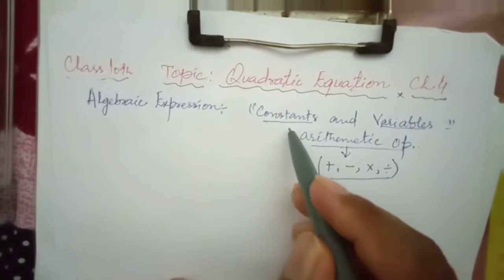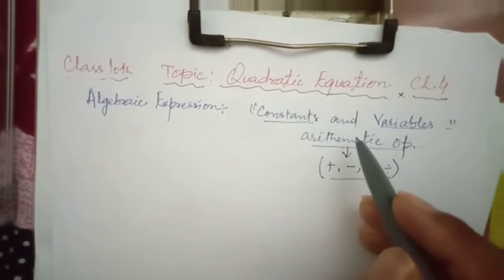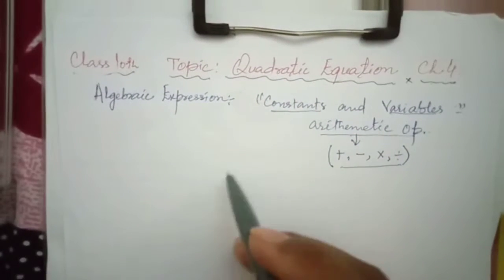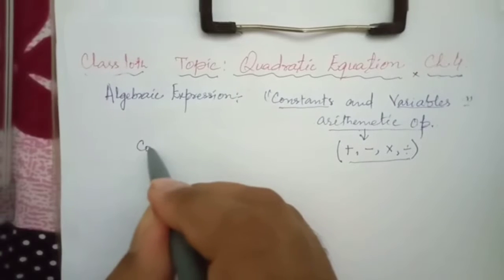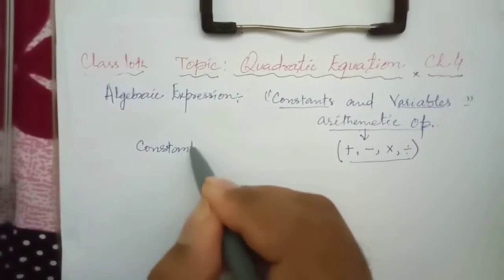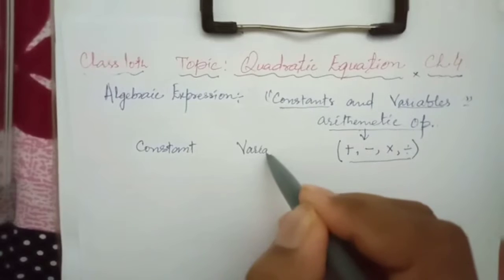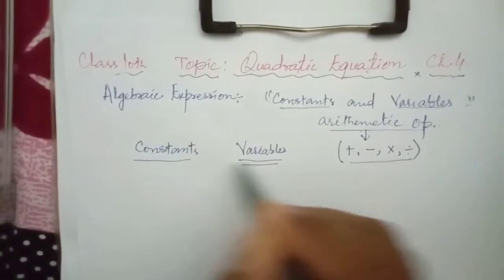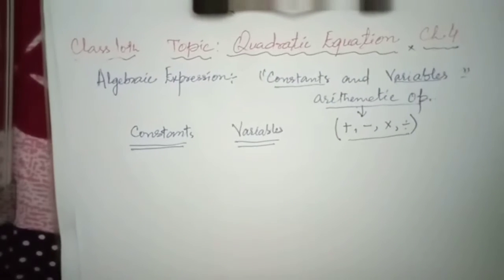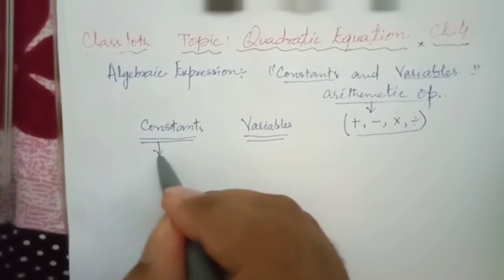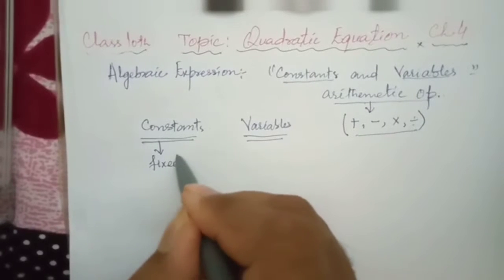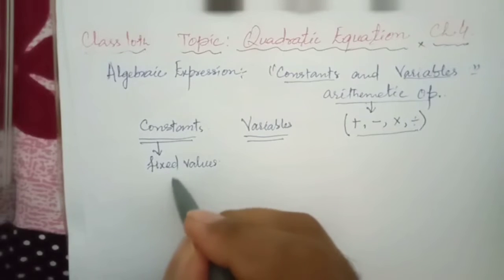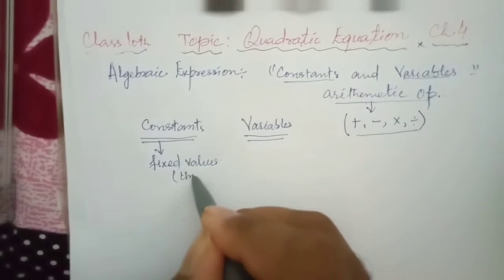Now coming to the constants and variables. What are the constants and variables? We would like to understand these two things in detail. I will write here the constant, and here I will write the variable. What are constants? These are the fixed values in expressions. They never change, they remain unchanged.